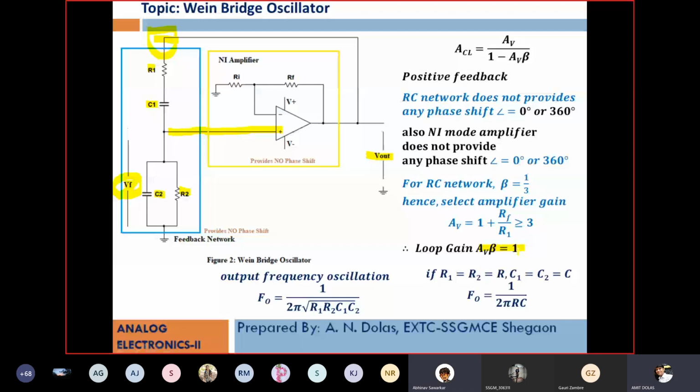Clear point? Yes, sir. Okay, and Abhinav, don't waste time on this. You just see how it comes 1 by 29 and 1 by 3. Don't mug up. Don't say derive that. Nobody is going to ask in the paper.